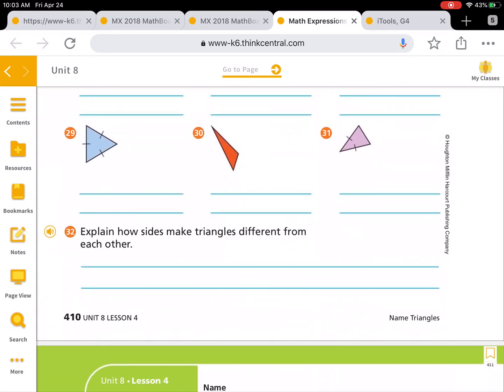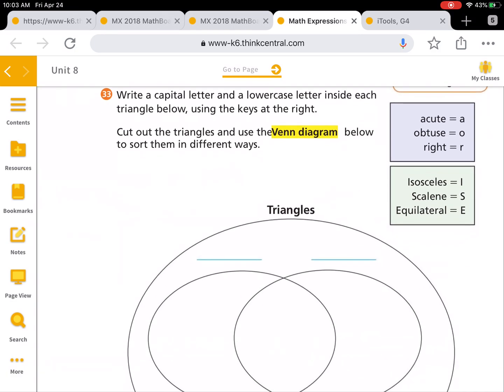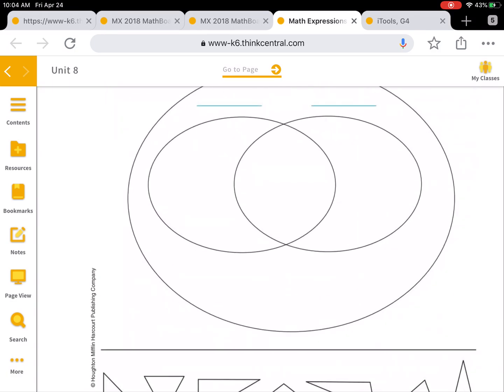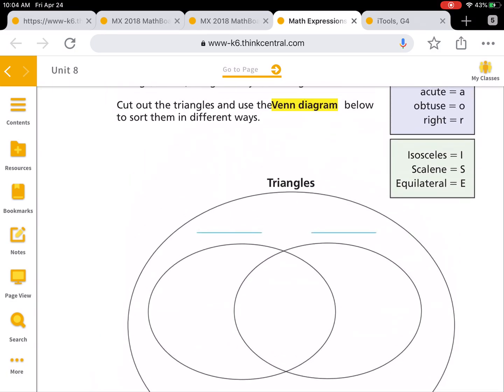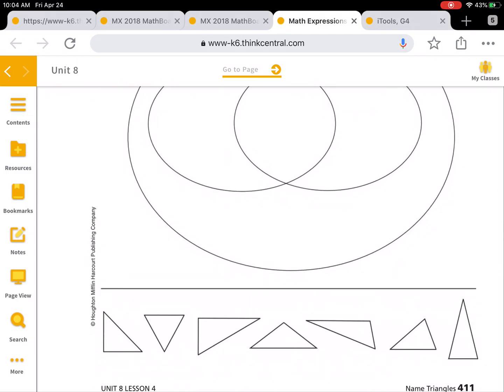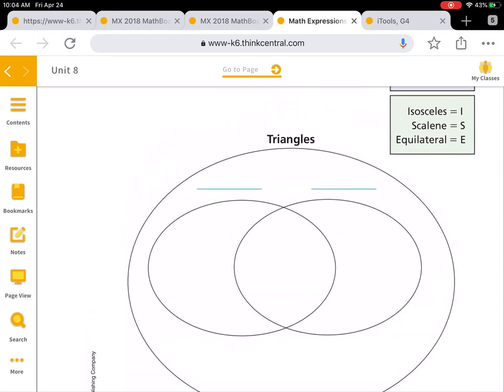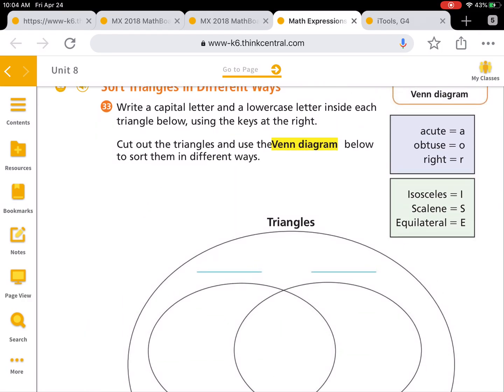Okay, on page 410 now. This is going to be your challenge for Flipgrid. We want you to cut out the triangles at the bottom of the page, label them, so then you'll know if they are acute, obtuse, right, and if they're isosceles, scalene, and equilateral. So you're going to have 2 labels on each of those.